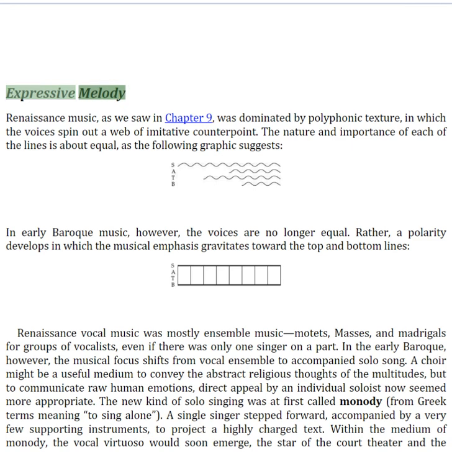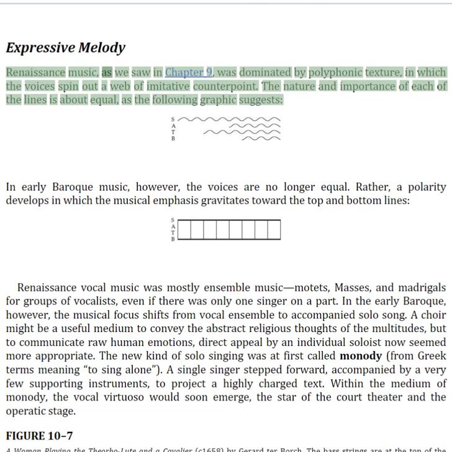Expressive melody. Renaissance music, as we saw in Chapter 9, was dominated by polyphonic texture, in which the voices spin out a web of imitative counterpoint. The nature and importance of each of the lines is about equal, as the following graphic suggests.